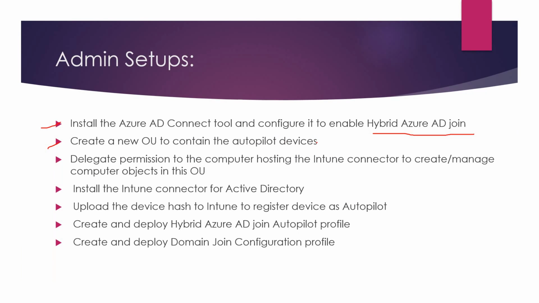So create an OU to contain the Autopilot devices, delegate permissions to the computer hosting the Intune connector, that is the 2K16 server, to create and manage computer objects in the OU, and install the Intune connector for Active Directory. This is the connector that we're installing on the 2K16 server. Then upload the device hash to Intune, create a hybrid Azure AD Autopilot profile, and create an ODJ profile.